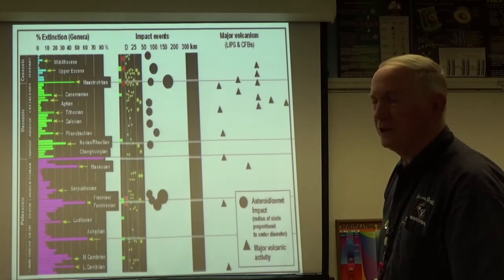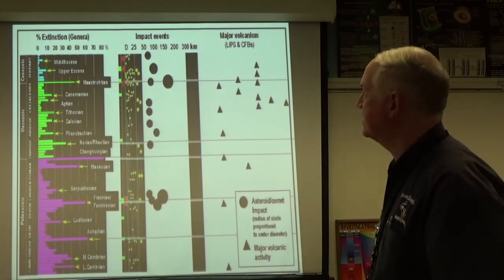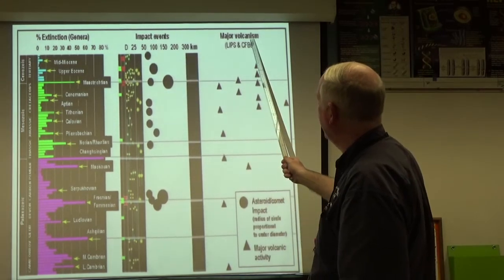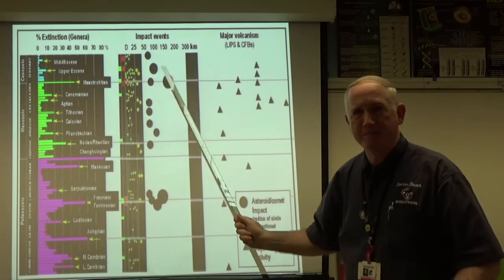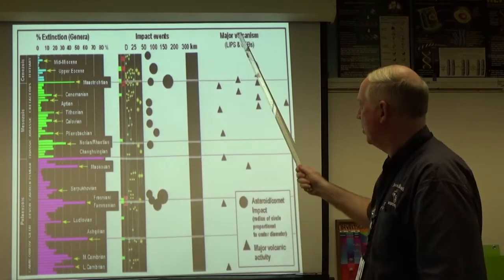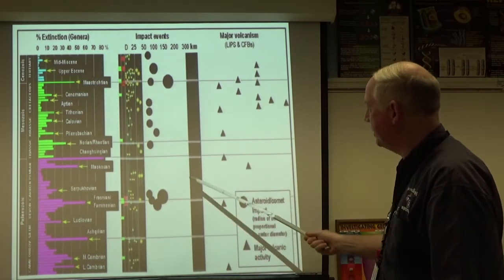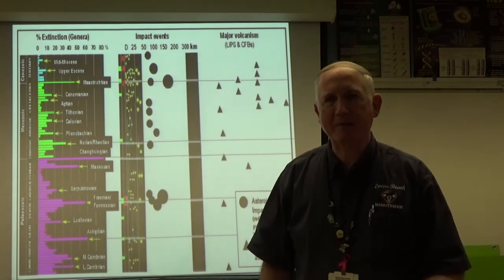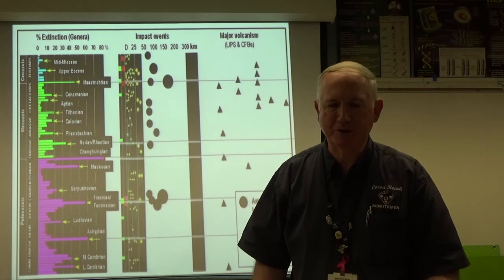Okay, so what caused these extinction events? Primarily impact events and volcanism. Either meteors striking the Earth or volcanic activity or both were the things that did the greatest amount of damage to life on Earth.